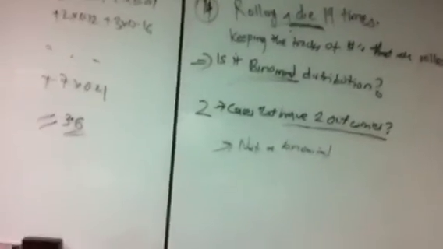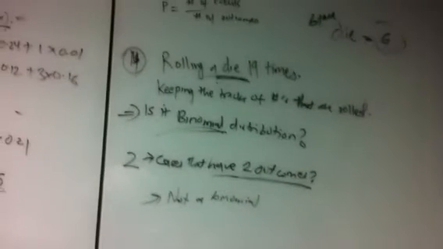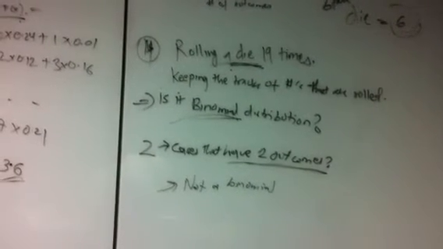So it says there: not binomial, there are more than 2 outcomes for each trial. See? There are more than 2 outcomes for each trial. That's why it's not a binomial distribution, because it has 6, right?